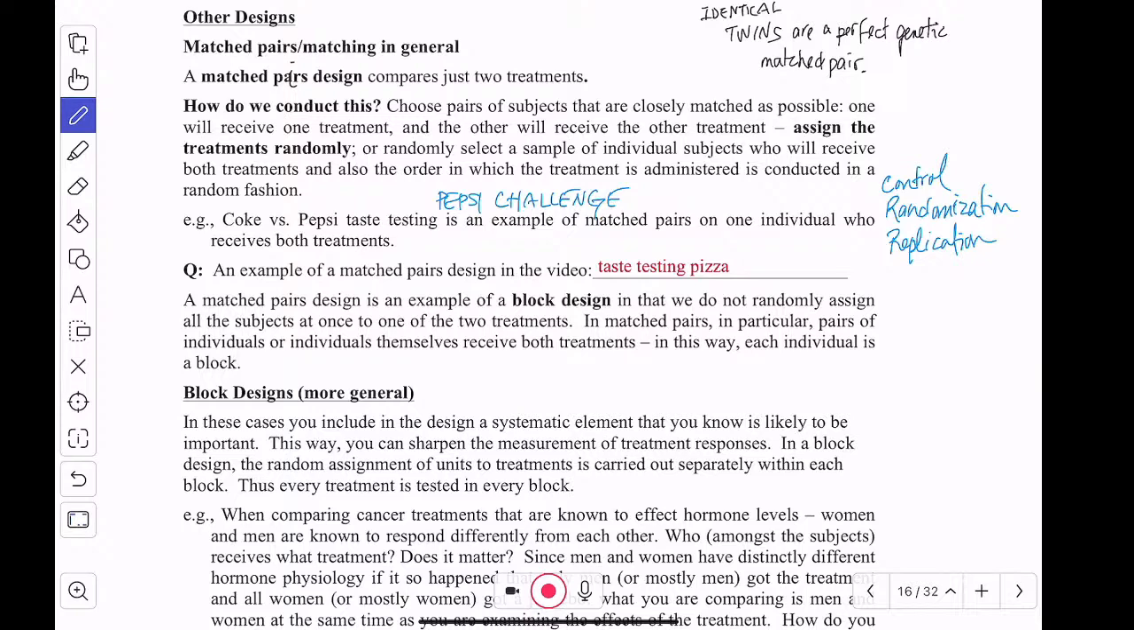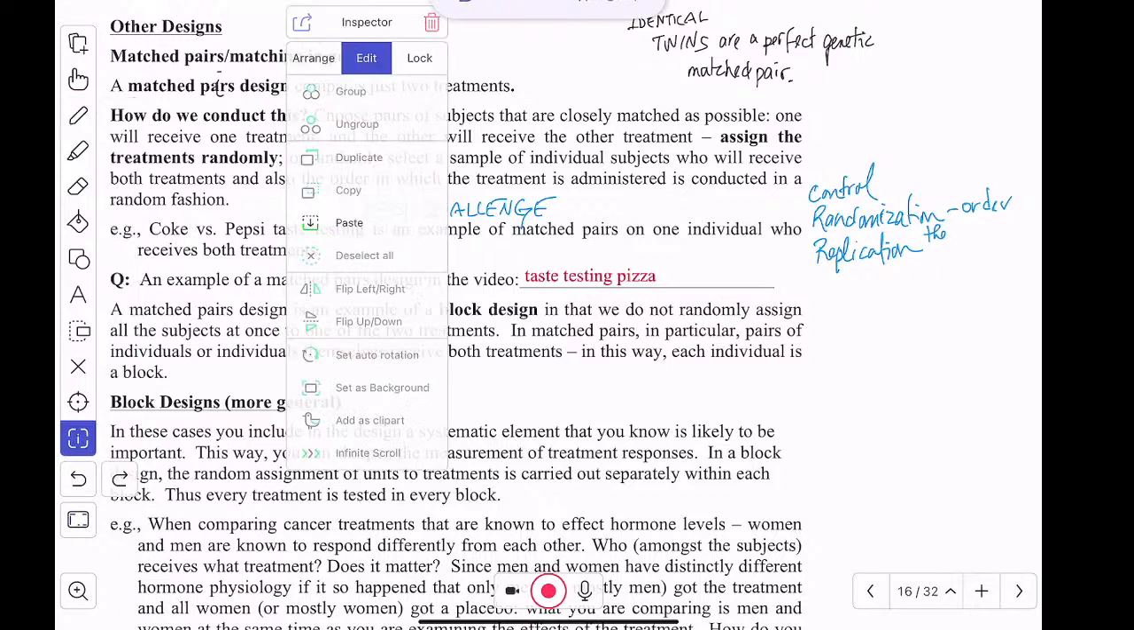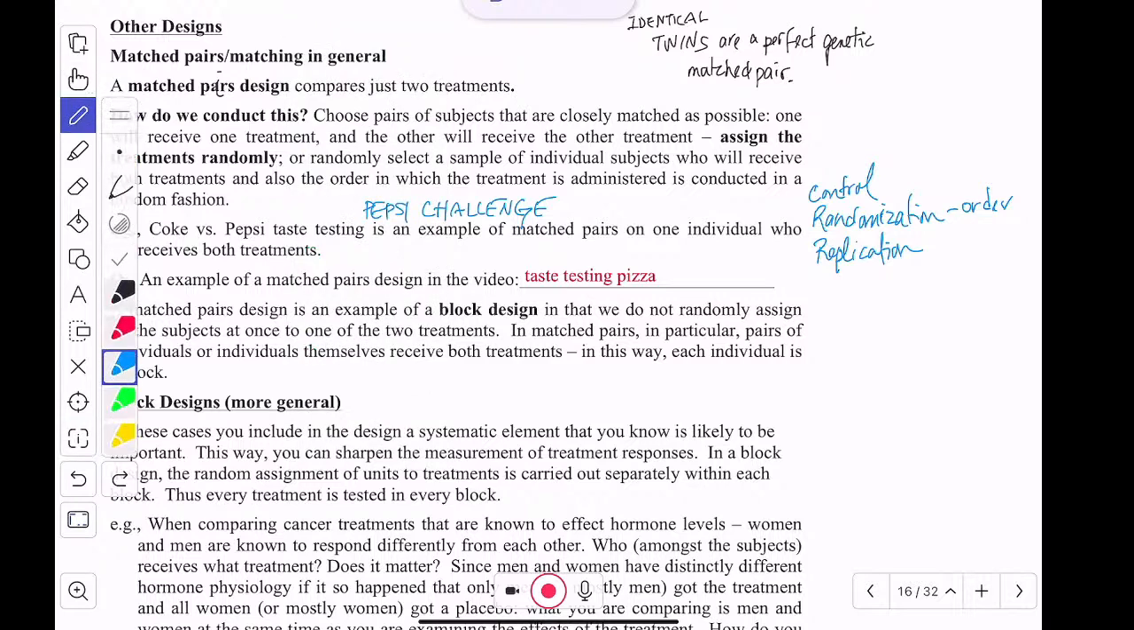So randomization would be the order. Okay, the order of the cans tasted. What would be the control? What would be the replication?